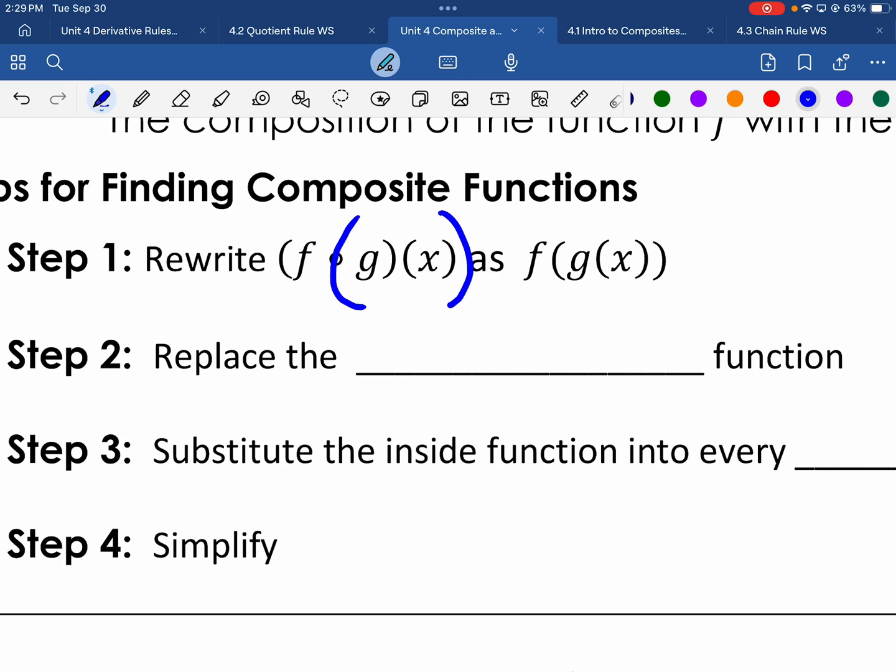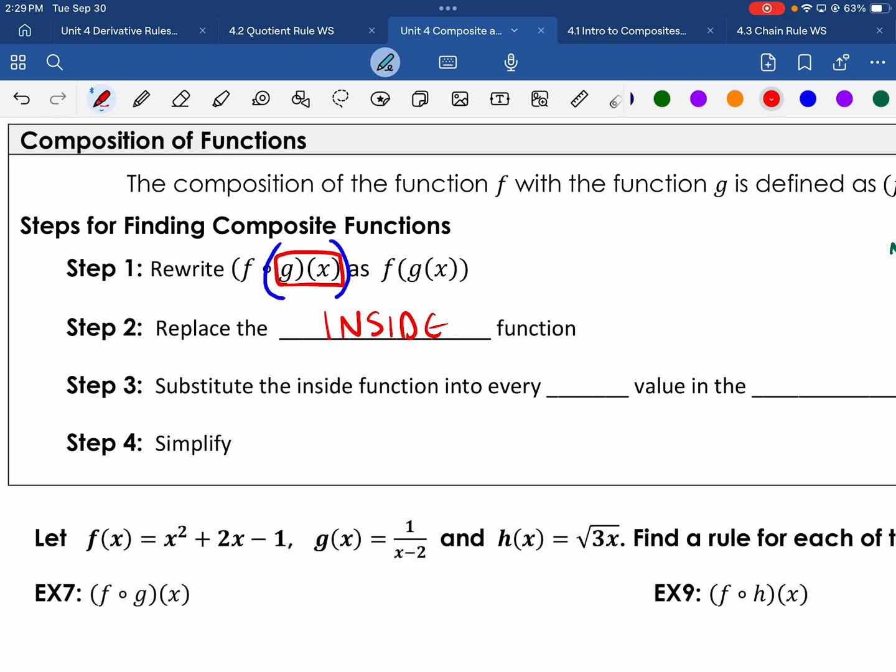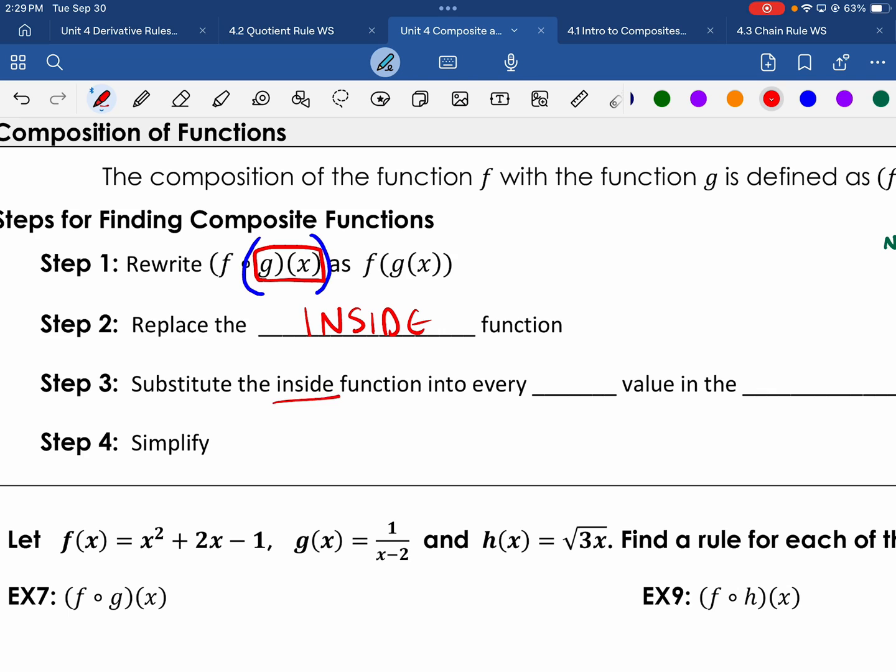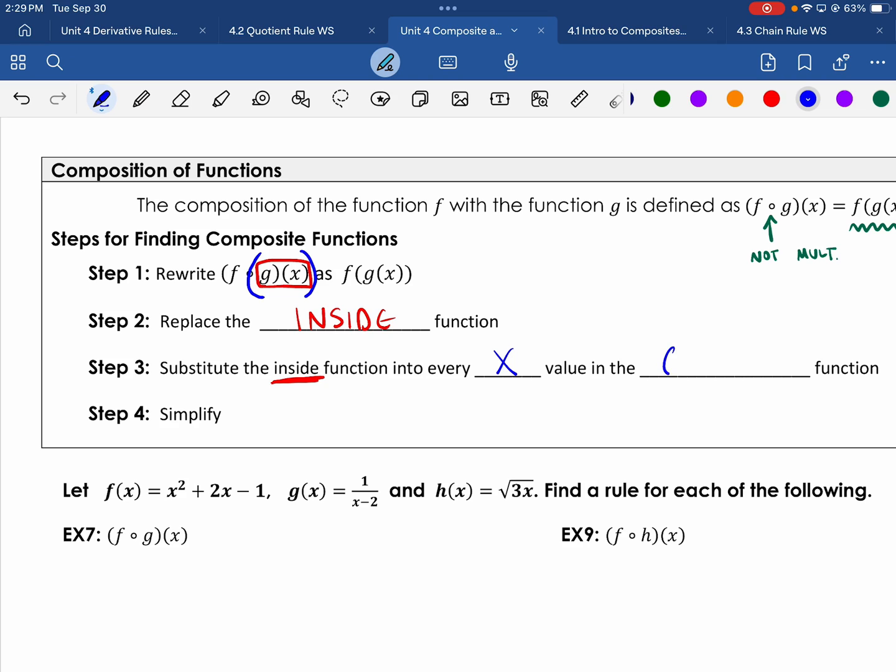Okay, so first we're going to rewrite it. Then we are going to replace whatever the inside function is. So whatever it tells me g of x is, I'm going to replace that. And then you're going to substitute that inside function into every single x value in the outside function. If that step doesn't make sense, it will when we do an example. And simplify.